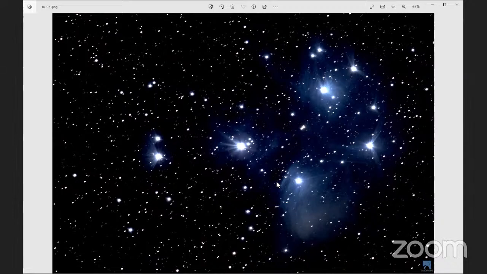So we've got the 7 stars here, 1, 2, 3, 4, 5, 6, 7. These are Atlas and Pleione. These are the parents of the 7 sisters. So this is a very, very common pattern that we see.